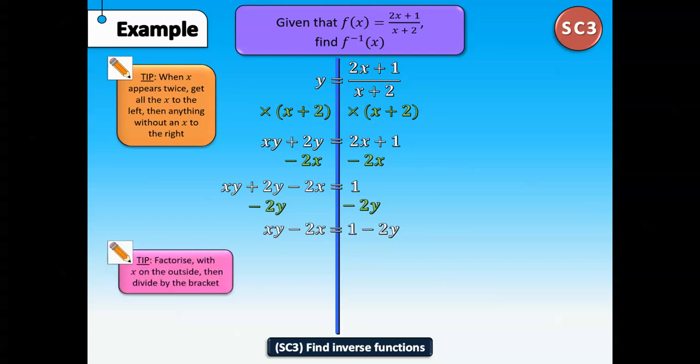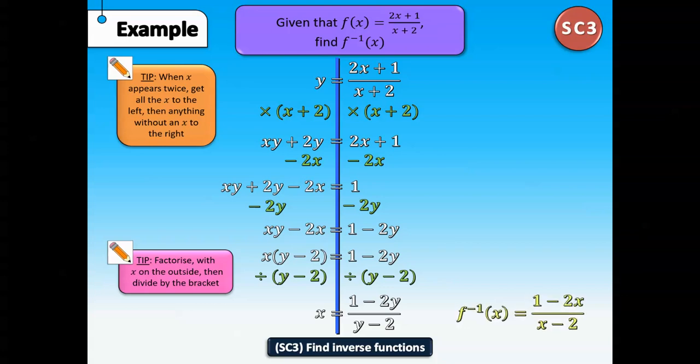And I factorize, so I get x on the outside of the bracket. And then I divide both sides by y minus 2. So x equals (1 minus 2y) over (y minus 2). And replace the y's with an x. So my answer is (1 minus 2x) over (x minus 2).